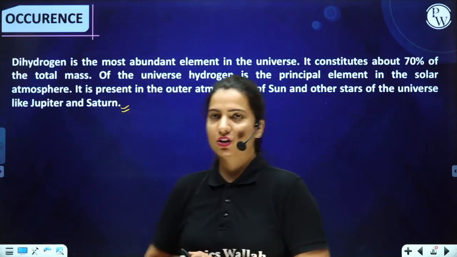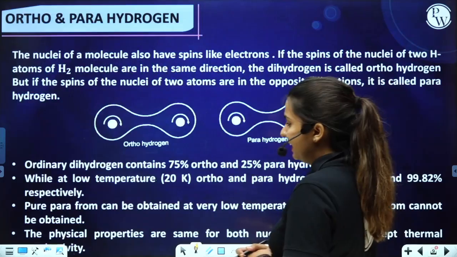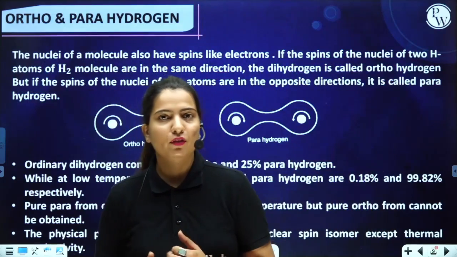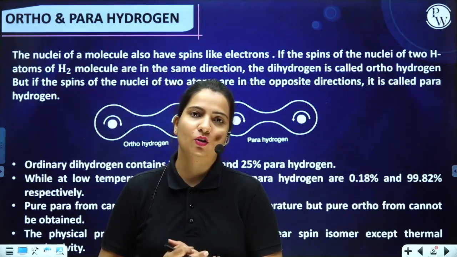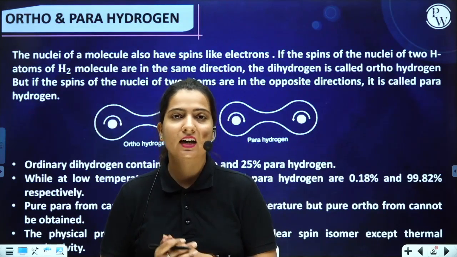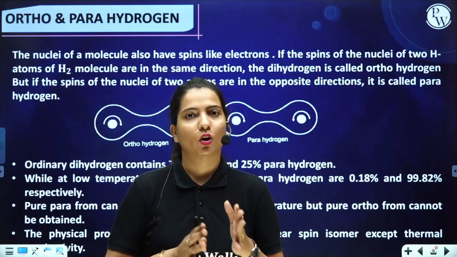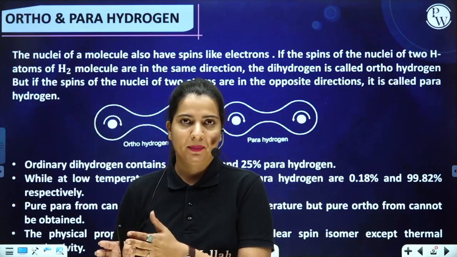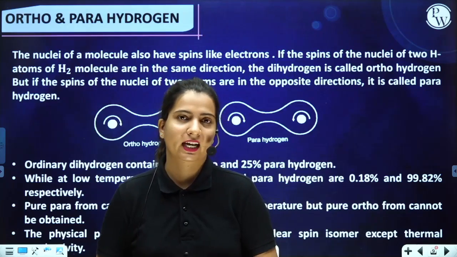hydrogen element, right? Now, like we have the spins of the electrons, similarly we have the spins of the nucleus also in the case of the dihydrogen. So we have to discuss the two spins present for the dihydrogen. One is called as ortho and other is called as the para. What is the difference between the ortho and para spin isomers of the dihydrogen?